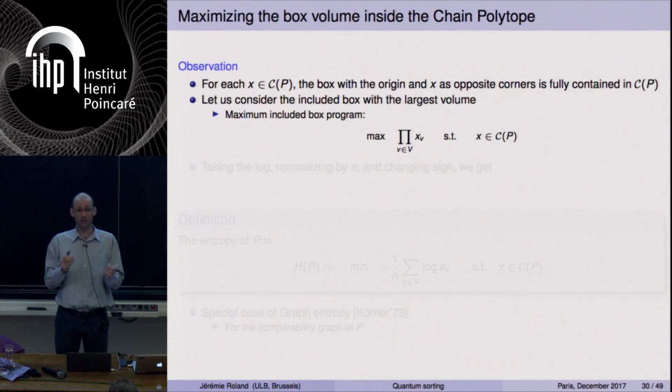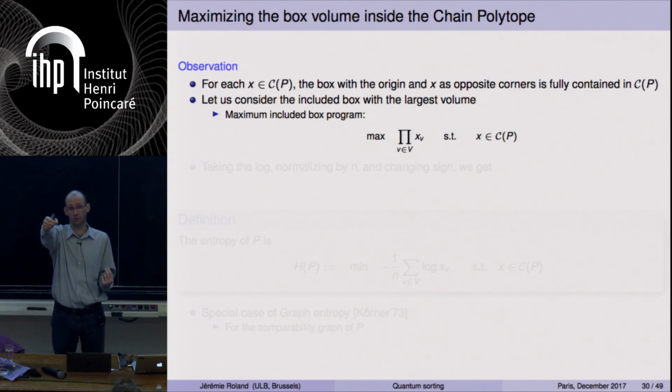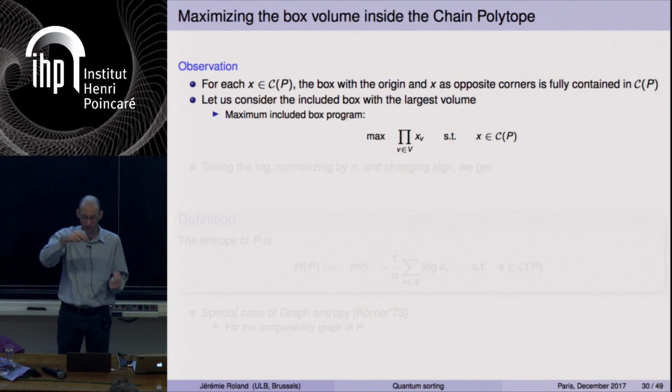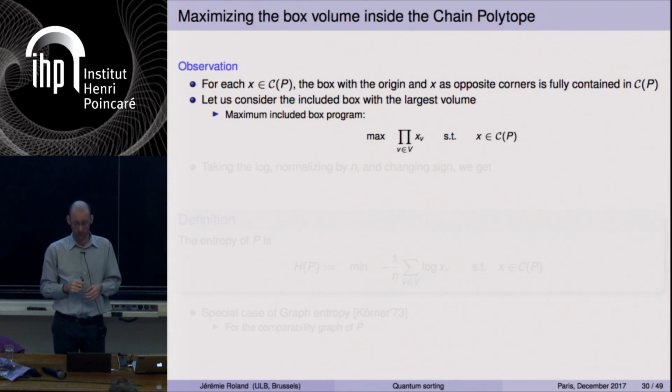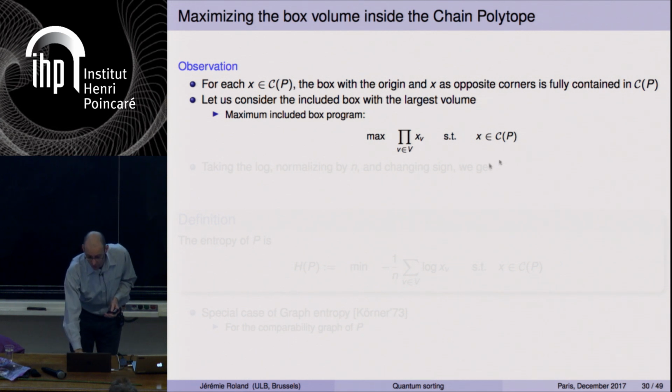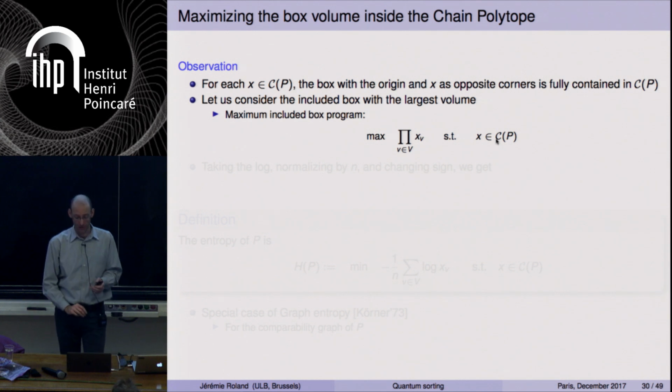The volume of a box, since it's just a box, is the product of all the coordinates. It's a box starting at the origin and going up to x. So you just multiply all the coordinates, and you get the volume of the box. So you try to maximize the volume of the box over all the points in the chain polytope.